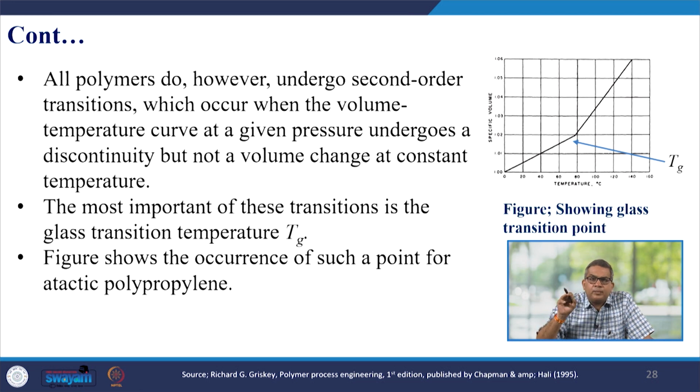So, the most important of these transitions is the glass transition temperature, because ultimately it reflects the molecular weight distribution, and several properties are attributed to this glass transition temperature. Now, this particular figure shows the occurrence of such a point for atactic polypropylene. Here you see this is the glass transition temperature.